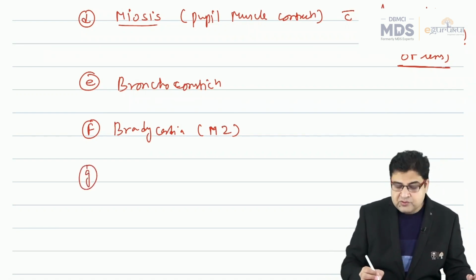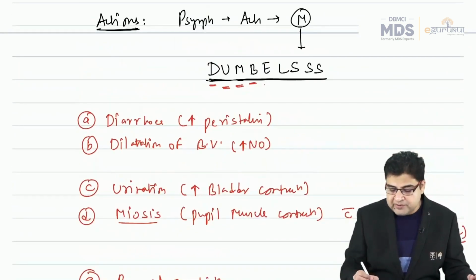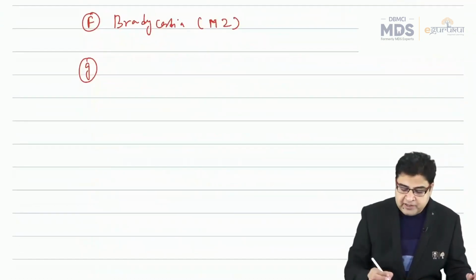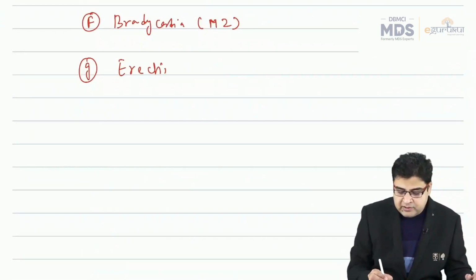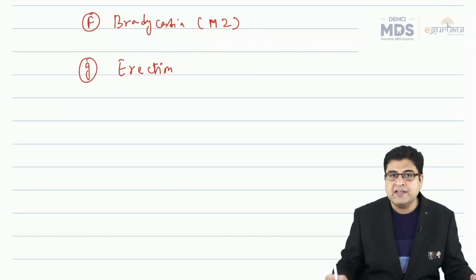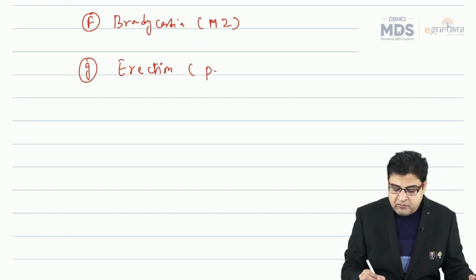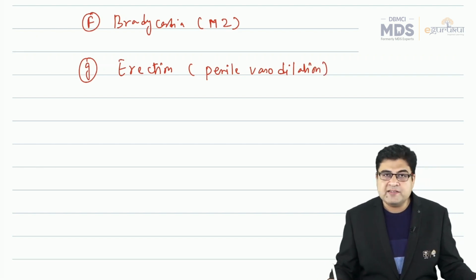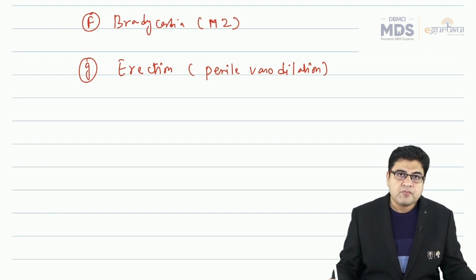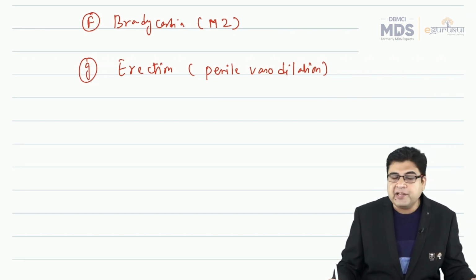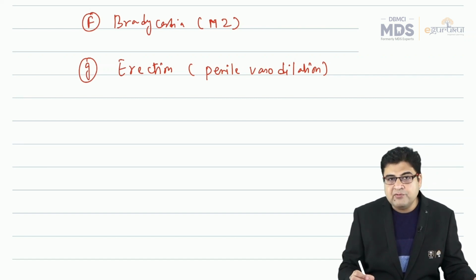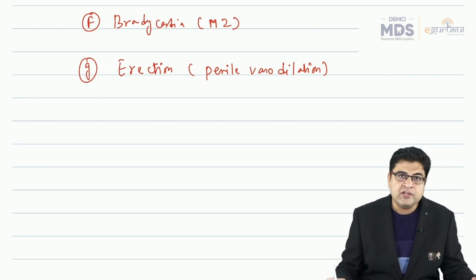Next, in this mnemonic of DUMBBELS, B we have discussed. Now come to the E. Please remember, guys, E stands for the male reproductive organ, penis, that is erection. Please remember, the parasympathetic system will cause penile vasodilation. We have blood vessels in the penis, and these blood vessels get dilated. So penile vasodilation will take place, and as a result of penile vasodilation, erection will occur.